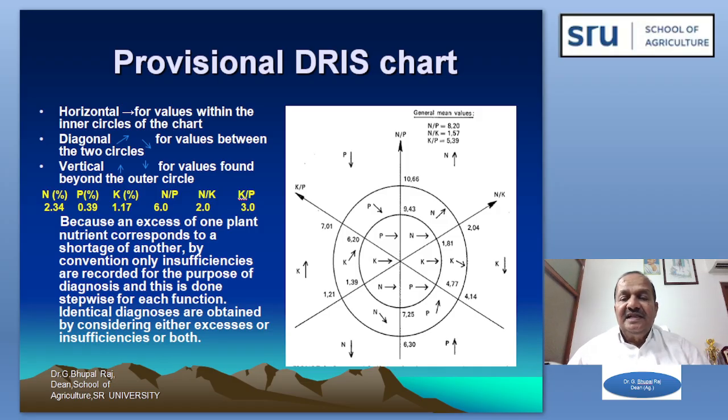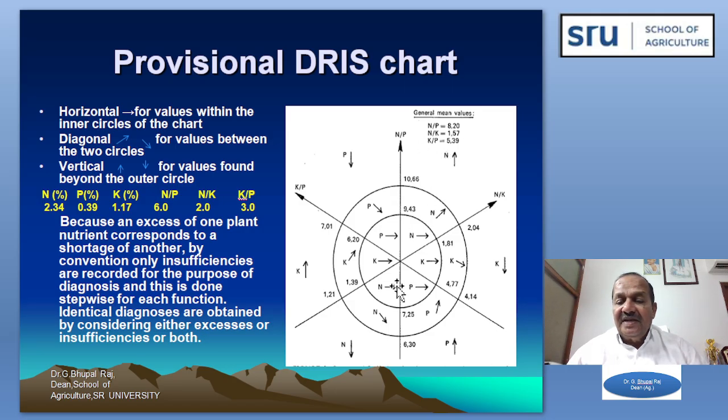This is the provisional DRS chart. This chart is prepared based on the mean reference values, the general reference values. For example, for sugarcane corn, N by P is 8.2, N by K is 1.57, K by P is 5.2. These are the reference values.